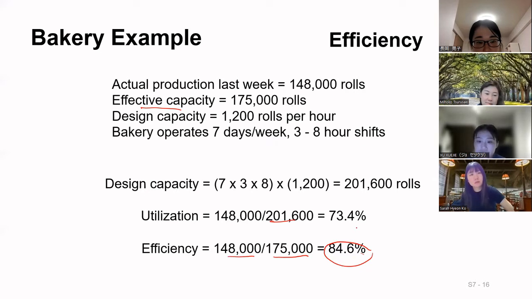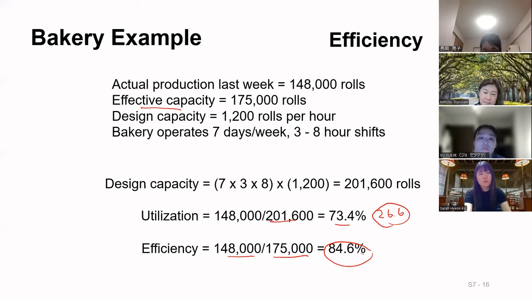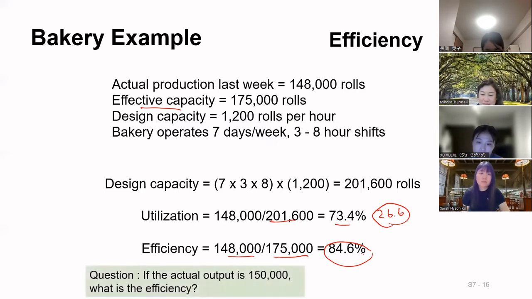So it is quite efficient, but in terms of utilization, there is a 27% unused capacity. Almost 26.6% unused utilization. That is money. Every percent is money, okay? All right. Now we move on.